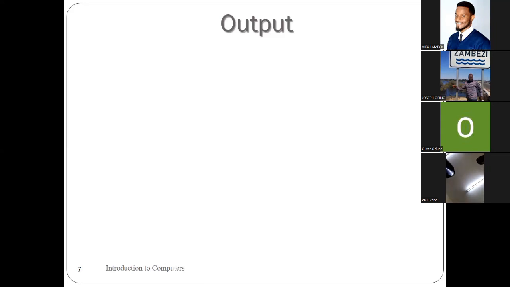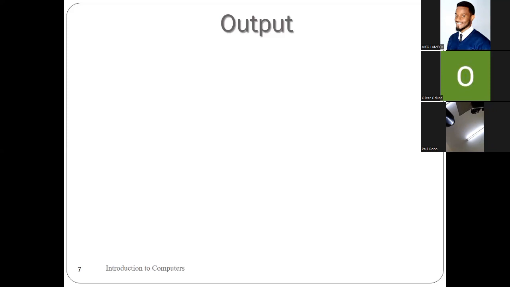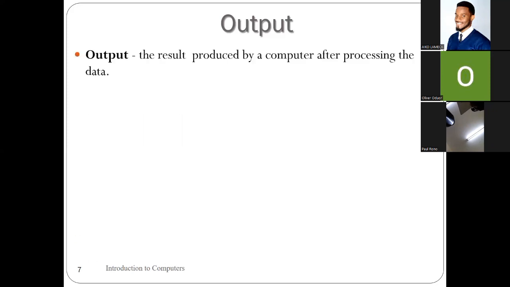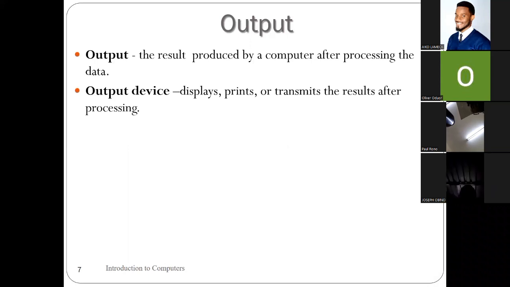Another term for output is information. An output is the processed data. It is data that has been processed and is meaningful to the user. So the end results after processing the data is what we call the output. Output devices can include displays or screens. Printers can also help in giving out an output, and these transmit the results after processing.